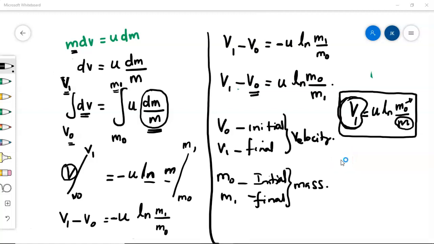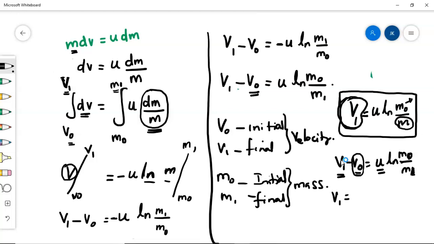Or let's investigate the equation. So v1 minus v0 is u ln, m0 divided by m1, sorry. So what is v1? The final speed. v0 is the initial speed, and u is the speed of the gas exhaust. And here m0 is the initial mass, and m1 is the final mass. Initially the speed is 0.